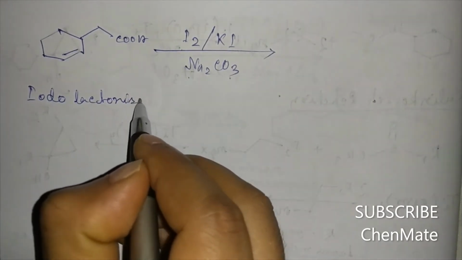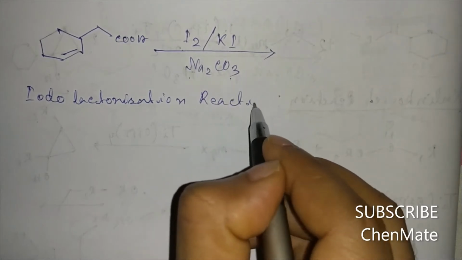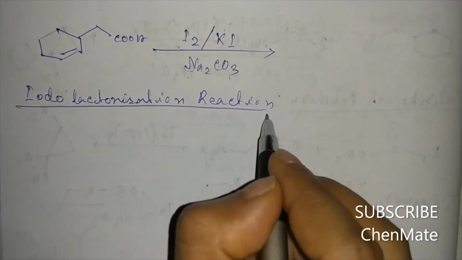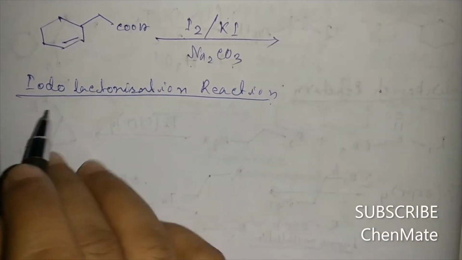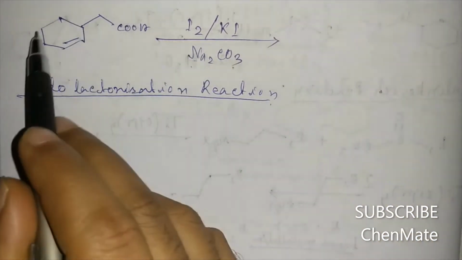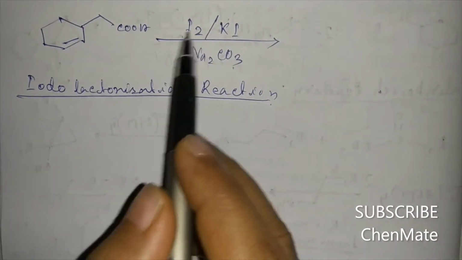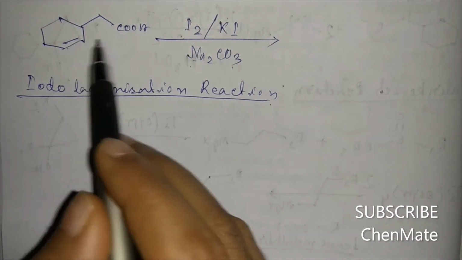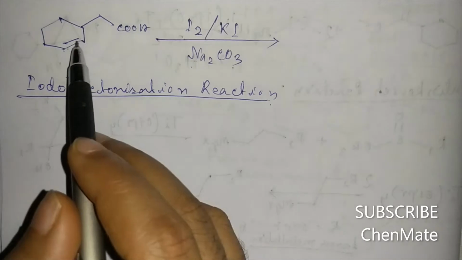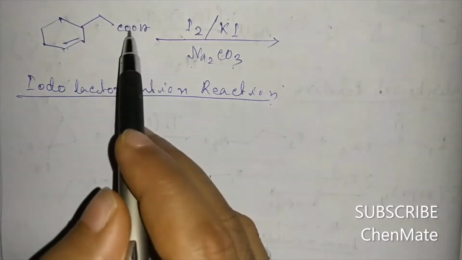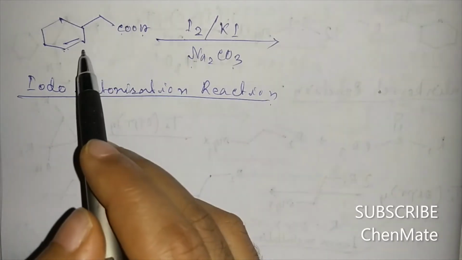Iodolactonization reaction. So what is iodolactonization? What is iodolactone? Iodolactone is formed first if it is treated with I2 and KI, then the double bond reacts with I2 to form an iodonium ion intermediate, and the iodonium ion intermediate will be opened up by this carboxylate anion to form a lactone.